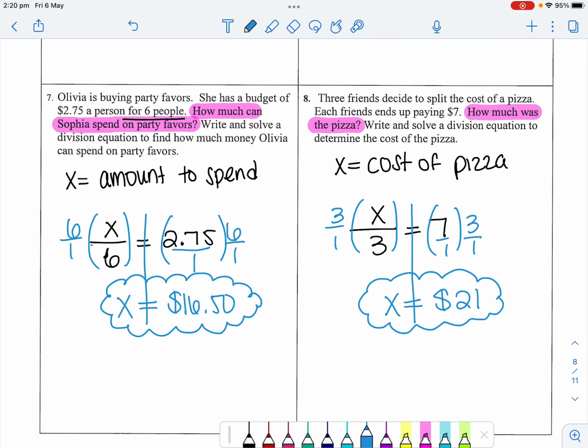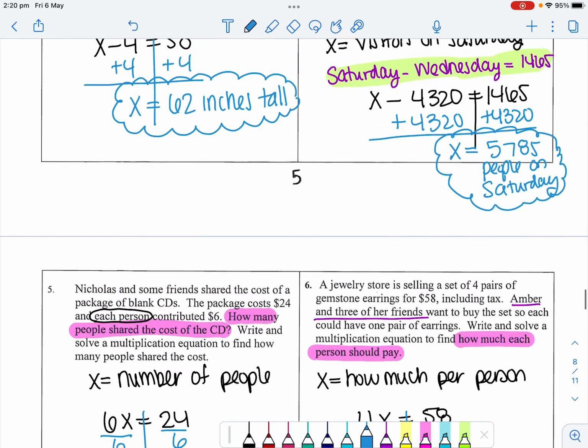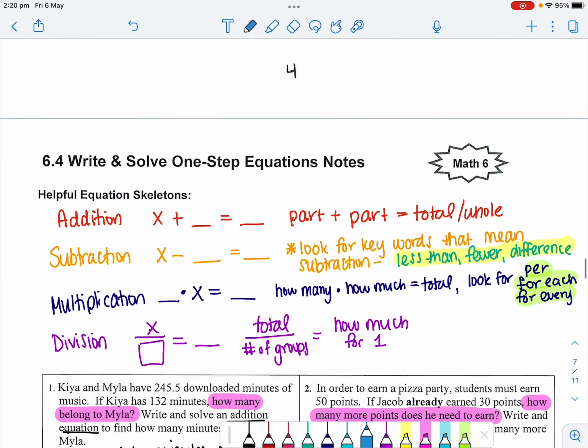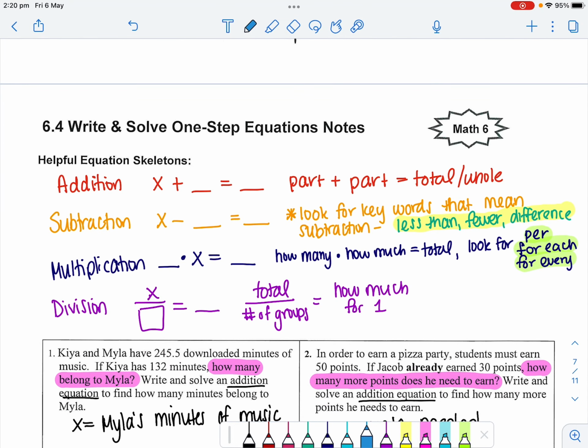Okay, this is the end of my examples. Hopefully you, at the very least, have the skeletons written down from the very top here. Those are going to be extremely helpful to you as you're reading through these word problems and trying to figure out where things are supposed to go. Again, we've done 2 addition, 2 subtraction, 2 multiplication, and 2 division. We are going to do a lot of practice with this over the next several days for writing and solving word problems. Make sure when you give your answer that you do give your answer with units.